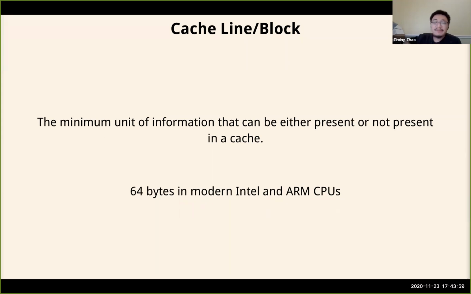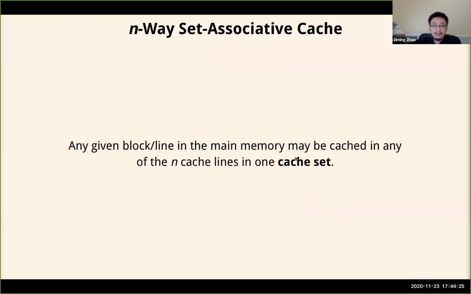So there are 64 bytes of it, which means you need 6 bits, right? 2 to the power of 6 is 64, 2 to the power of 5 is 32, right? So you need 6 bits to represent the address of each byte of that data. Remember that. We're going to use that later. Okay. There is another concept called N-way set associative cache. This is not easy to remember. I will share some animation later.